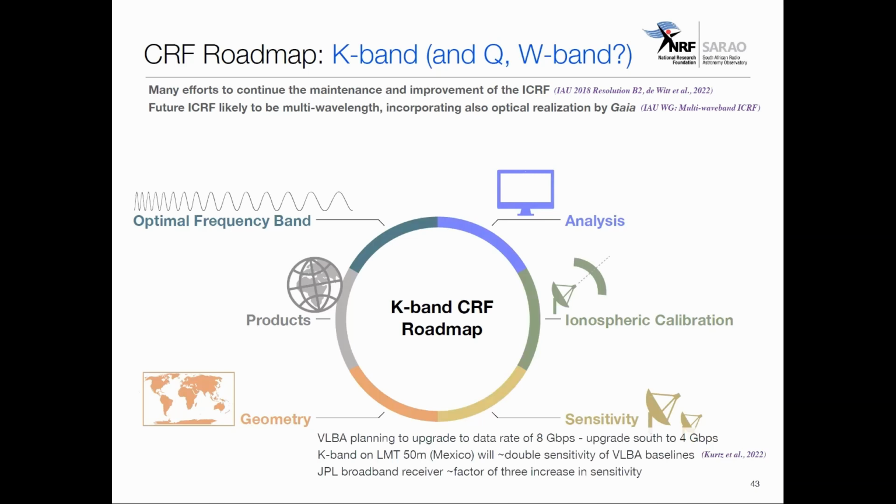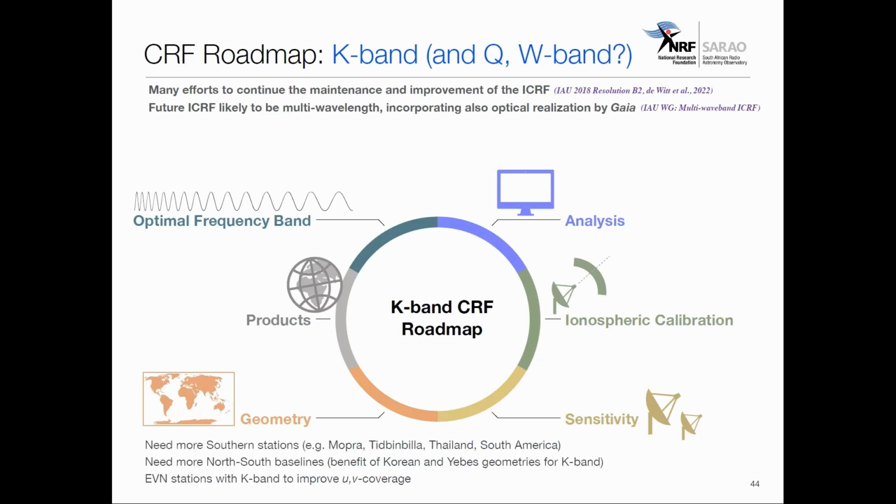The other thing is sensitivity, always looking for better sensitivity. The VLBA is planning to upgrade to data rates of 8 gigabits per second. We're also planning in the south, currently we work at 2 gigabits per second, to upgrade to 4 gigabits per second. And then we also started a project with the LMT in Mexico to add a K-band receiver on the LMT, which would basically double the sensitivity on our VLBA baselines. So we visited Mexico and looked for a spot for a K-band receiver. There's also a paper on that. And then again, it's this JPL broadband receiver that I just talked about would give us a factor of three increase in sensitivity.